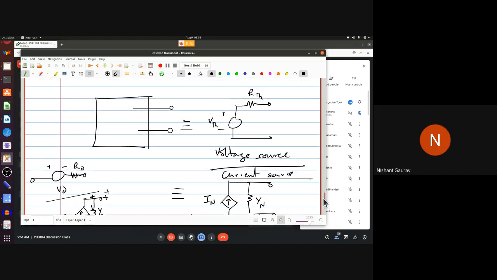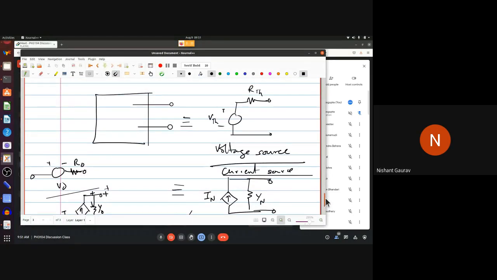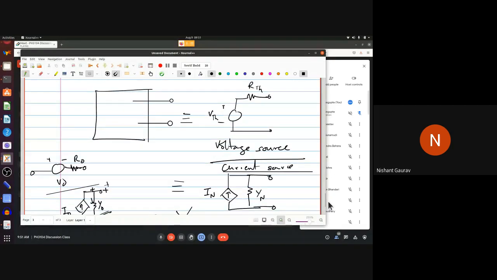Sir, here I have one more doubt. Yeah, go ahead. In the voltage source, we have the internal resistance because of the collision among the electrons. So in series we have the internal resistance and voltage source. Is there a similar process happening in the current source also? There is a very similar process inside the current source as well.